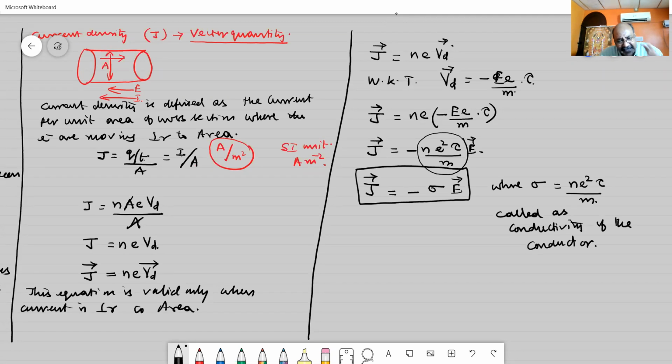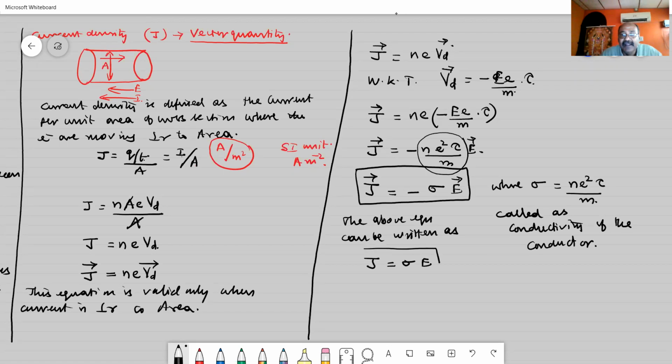See, this negative sign indicates that the electrons are moving in a direction just opposite to that of the direction of the electric field. But in magnitude, how can I write this equation without the direction, just the magnitude alone? Then I can write J is equal to sigma into E.